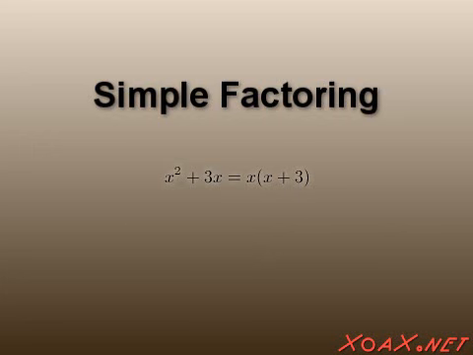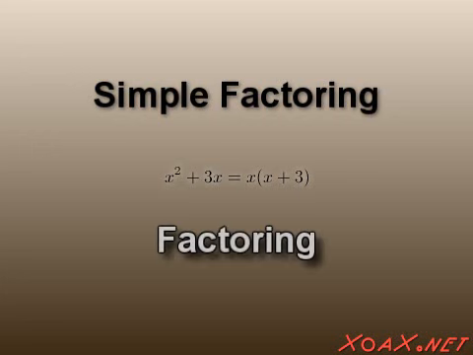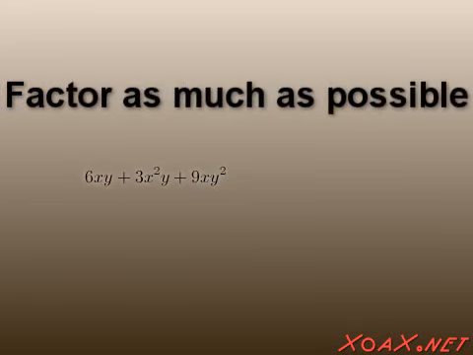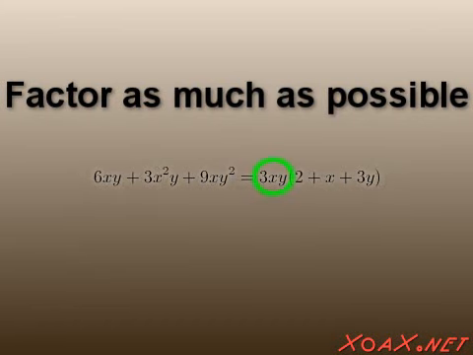The process of going from a sum to a product like this is called factoring, while x and x plus 3 are called factors. When factoring, we want to take out the largest term possible. For example, if we have 6xy plus 3x squared y plus 9xy squared, we could factor out an x term to get x times the quantity 6y plus 3xy plus 9y squared. However, we can factor out more. In this case, we can factor out 3xy to get 3xy times the quantity 2 plus x plus 3y.